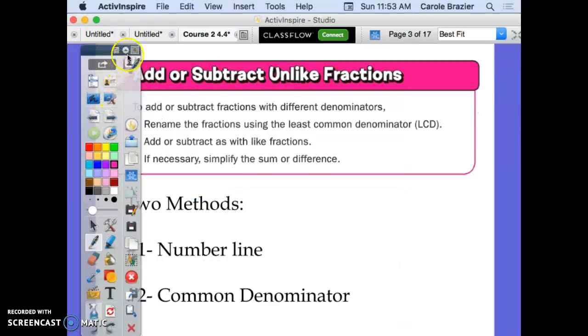In your notes today, you need to make sure that you have put your objective as well as some vocabulary. Your vocabulary is going to be the least common denominator, and that'll be your only vocab word for today.